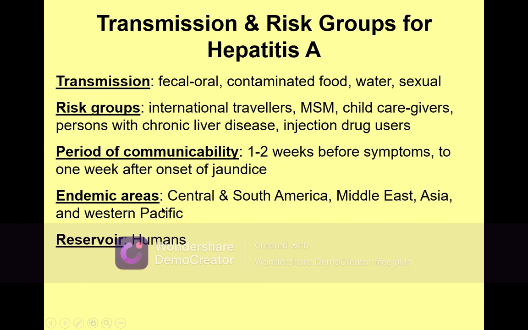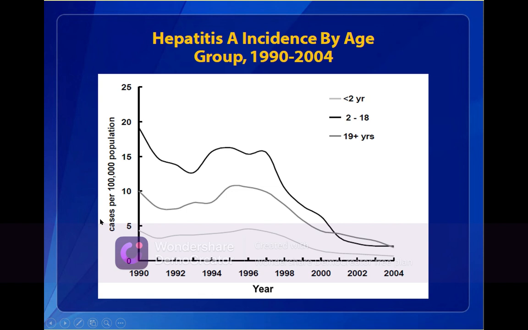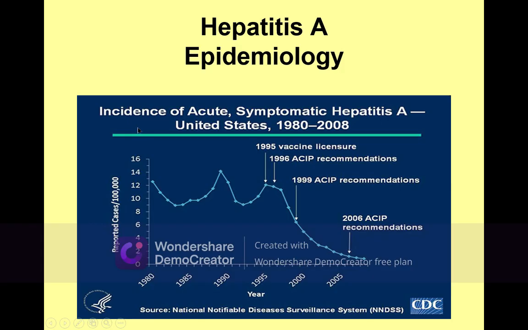Endemic areas are seen mostly in the Middle East and Asia. I already mentioned South Africa, Central and South America, and the Western Pacific. The reservoir is humans only, no animals. The age group mostly affected is teenagers, and lower down you see involvement up to 8 to 5 years, but in cases from 2004 you see the peak at 20, 21, 22 years of age.